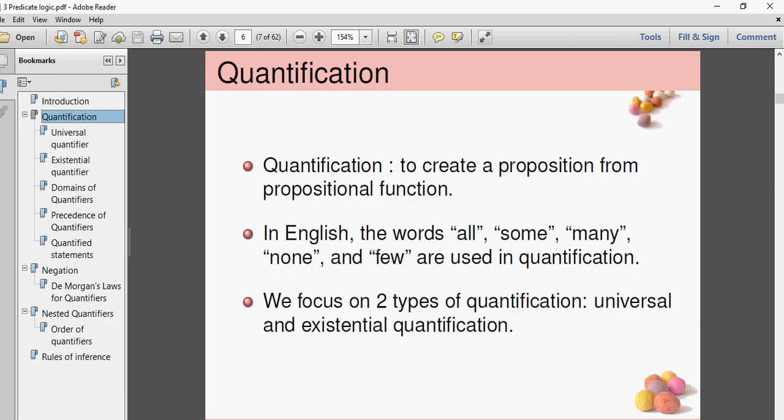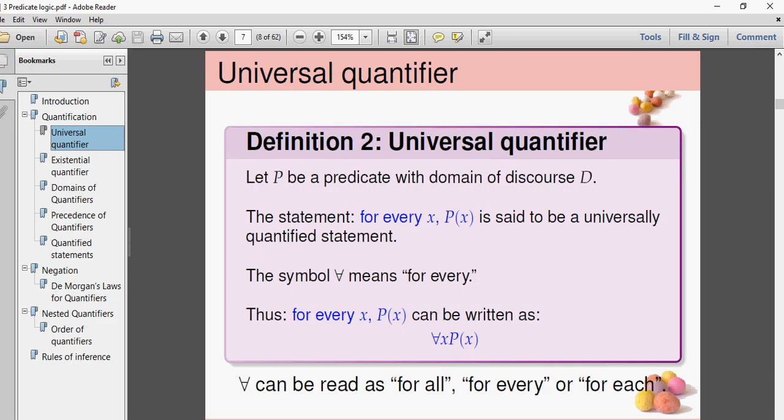We focus on two types of quantification: universal and existential quantification. So let's go. We will start with universal. Universal means all. The definition of the universal quantifier: let P be a predicate with domain of discourse D. The statement "for every x, P(x)" is said to be a universal quantified statement.